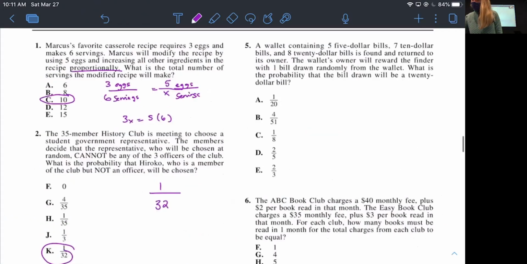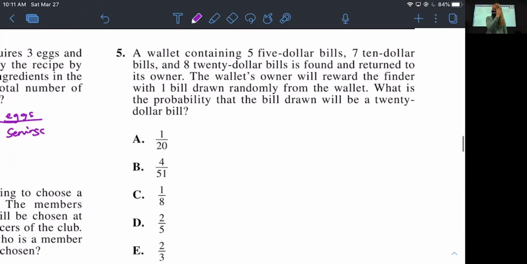Number 5, a wallet containing $5, or five $5 bills, 7 $10 bills, and 8 $20 bills is found and returned to its owner. The wallet's owner will reward the finder with a $1 bill drawn randomly. What is the probability that it's a $20 bill? Well, what we want is a $20 bill. How many $20 bills are there? 8 over the total number of bills. How many total bills are there? 20. So it's 8 out of 20, or reduced, what is 8 out of 20 reduced to? 2/5.